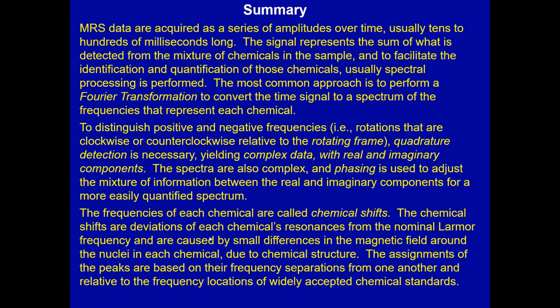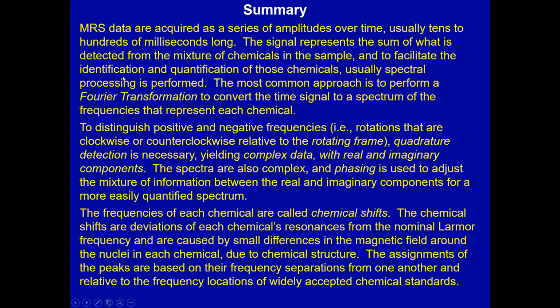So to summarize this, we acquire our MRS data as a series of amplitudes oscillating in some form over time. The length of time we can acquire is usually somewhere between tens of milliseconds to hundreds of milliseconds. We go out to some multiples of whatever the T2 value is, or the T2 star value is. So that whatever signal we observe represents the sum of whatever is coming from the mixture of chemicals in the sample. And for an image, that's mostly water, and all these other little chemicals like glutamate are also present, but they are so much less than water that for regular MRI we just don't see them. But for spectroscopy, we do.